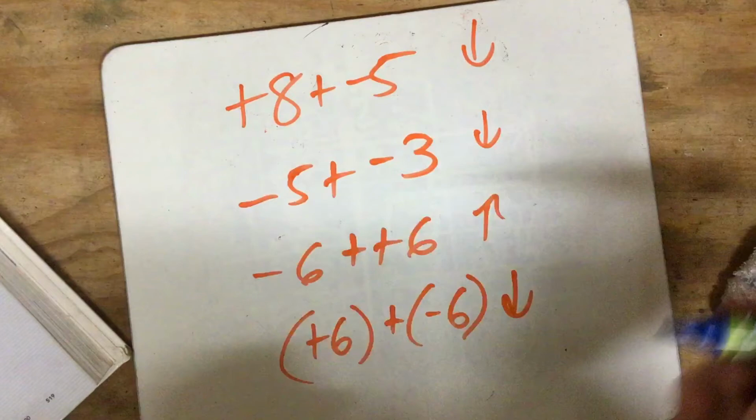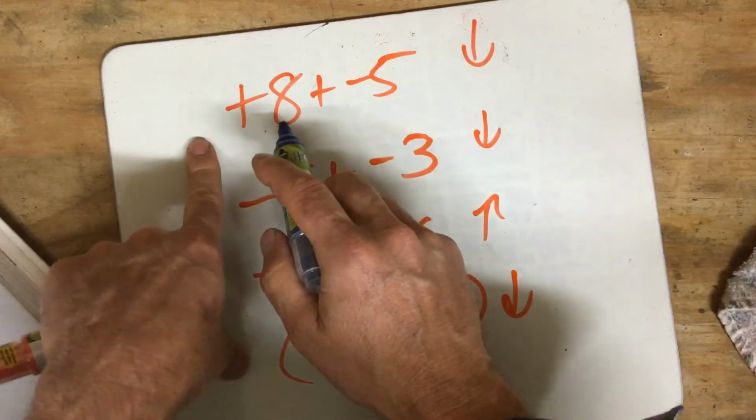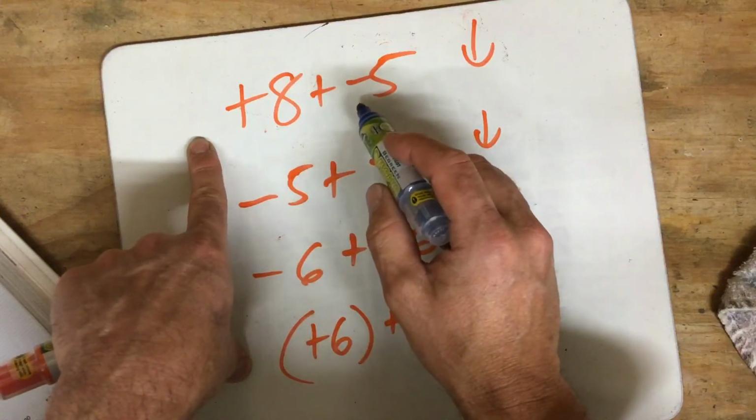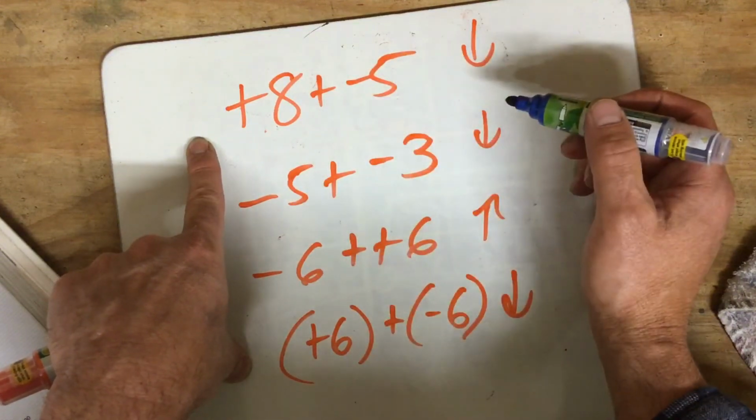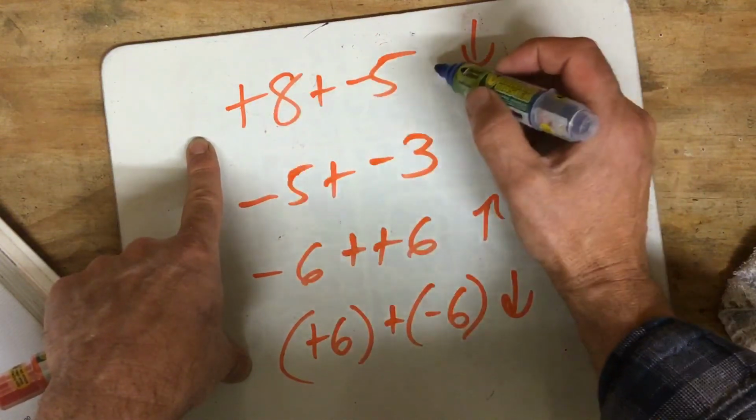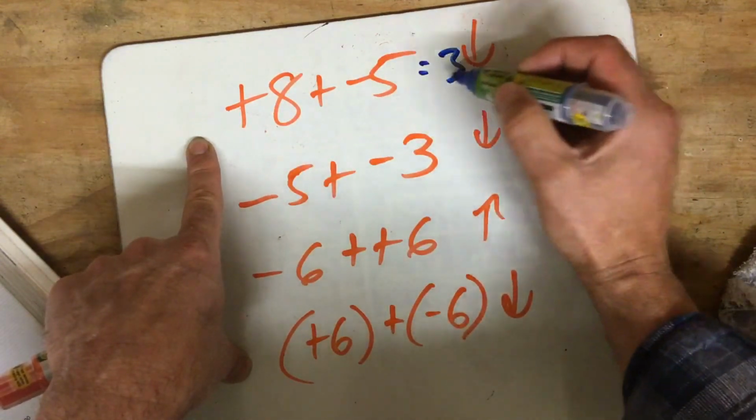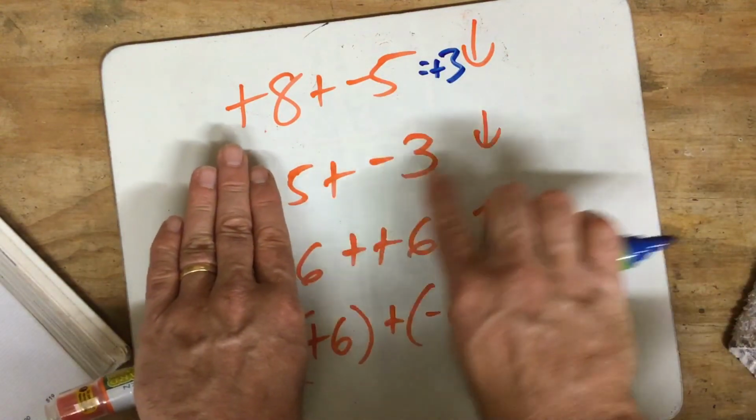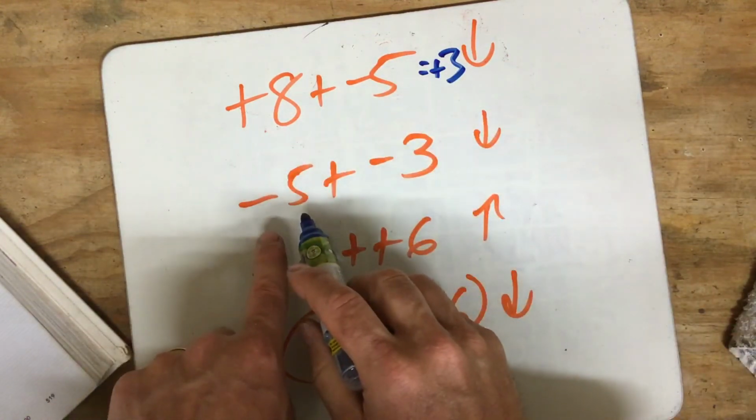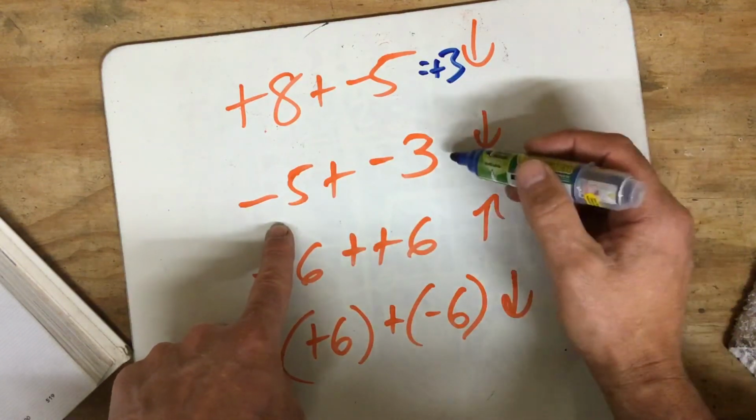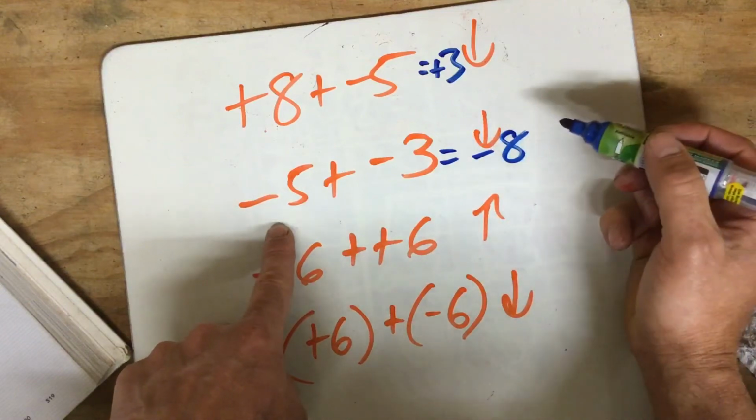Okay, well, let's figure these out. If 8 is my starting point, and since these are opposite, it's going down, and I'm going down 5, my answer has got to be 3. And it's a +3 because we started out with 8. So it's 3 or +3. This, they're opposite, so they're going down. My starting point was -5, and I'm going down 3 more, so my answer would be -8.